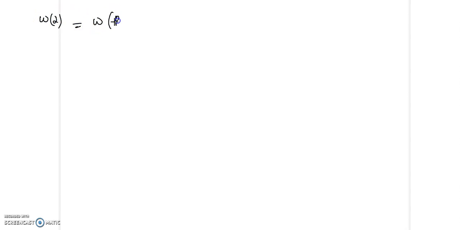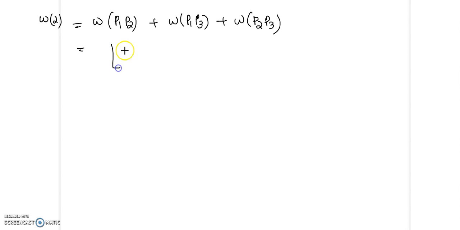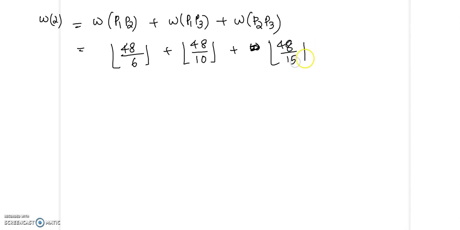Let us find omega of 2. Omega of 2 will be omega of P1 P2 plus omega of P1 P3 plus omega of P2 P3. So this is the numbers which are divisible by 2 and 3. So 6 comes, plus the integer function of 48 by 2 and 5, which is 10, and then the integer function of 48 by 3 and 5, that will be 15. So this will be 8, this will be 4, and this will be equal to 3.